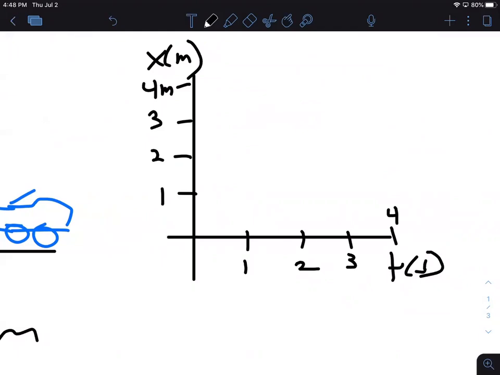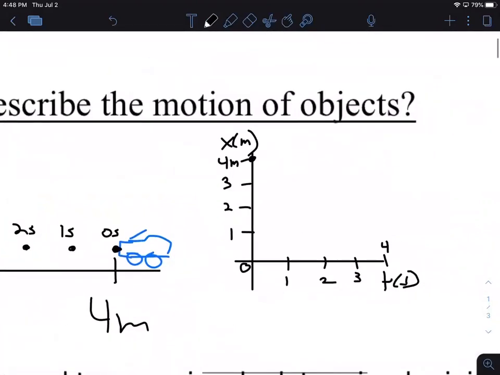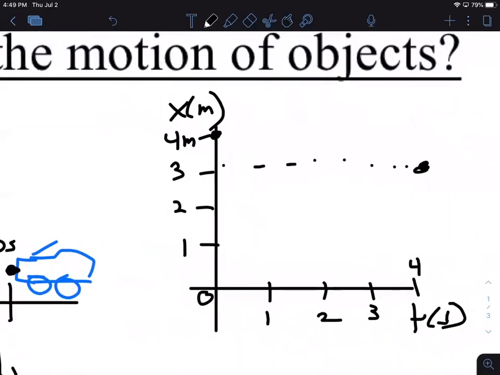All right, so at 0 seconds, we're at 4 meters. And I'm going to skip ahead. I see this is a constant rate. At 4 seconds, we're at 3 meters. And I could fill in those other points in between.